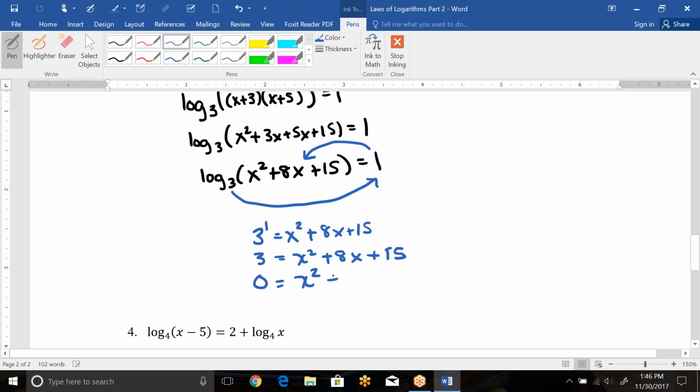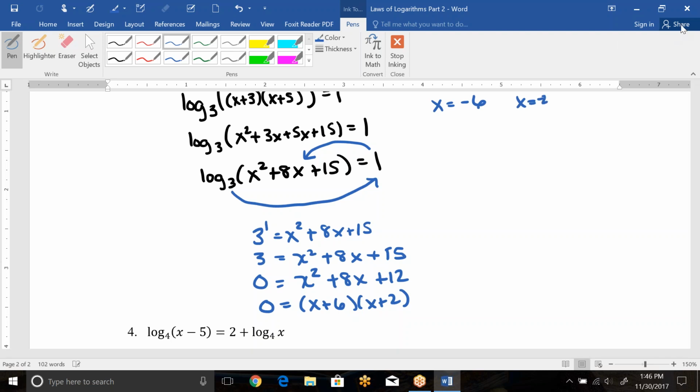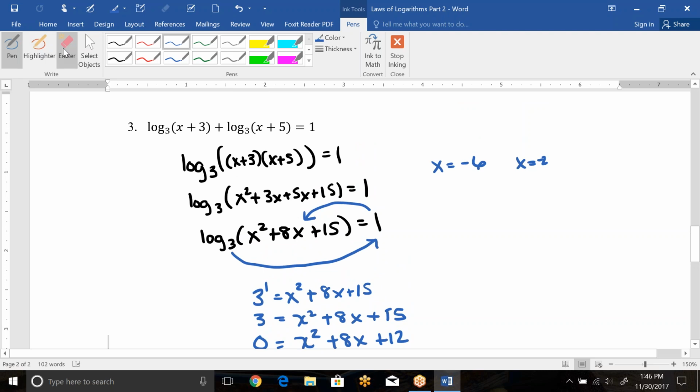So if we subtract over the 3, that's going to be a positive 12. And I believe we can factor this one into x plus 6 and x plus 2. So I have two possible solutions of negative 6 and negative 2. So this is why it's crucial to do the check. I wanted you to see one where one of our answers doesn't work. They could both not work. They could both work fine, so you have to do the check.